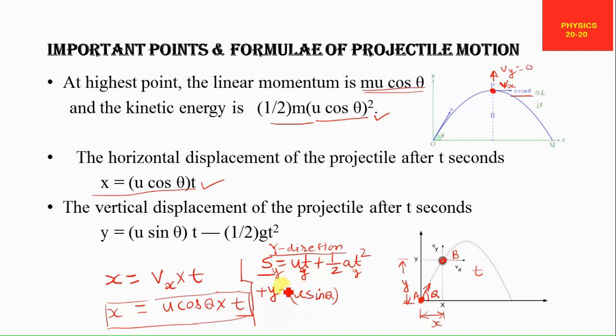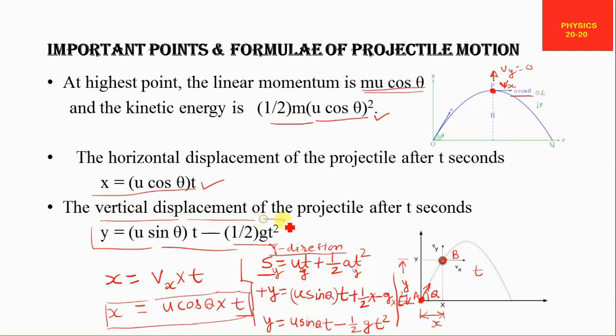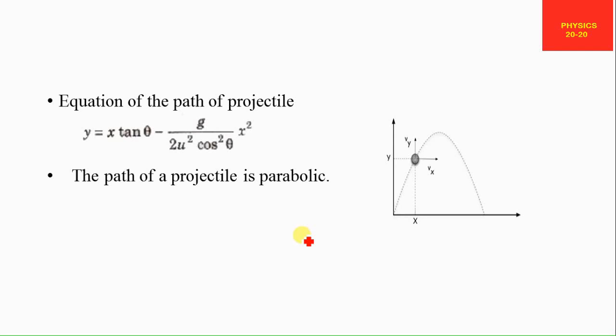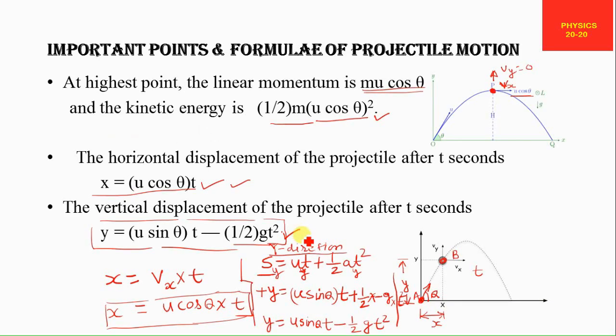Here u is the initial velocity in the y direction, with acceleration in the y direction and displacement in the y direction, so you can simply write y as a suffix. So this is y equals u sin theta t, plus half times the acceleration, which is minus g in the downward direction, into t square. So the value comes out to be y is equal to u sin theta t minus half g t square. This is the vertical displacement. So we can find the horizontal displacement during time interval t and the vertical displacement during time t.